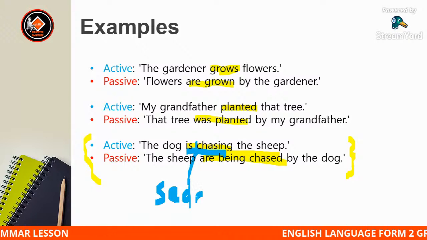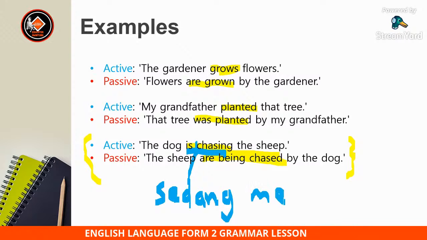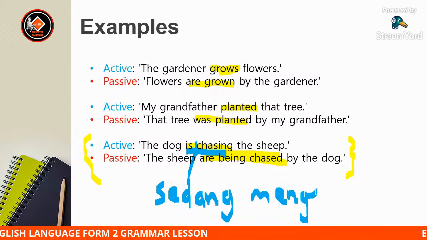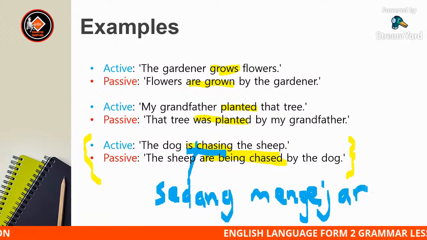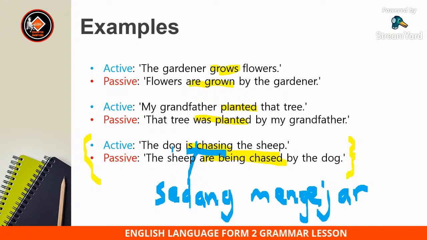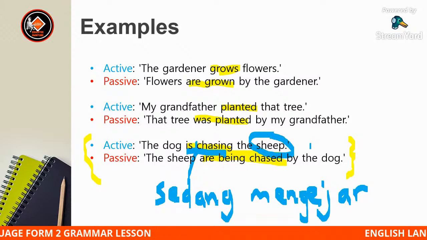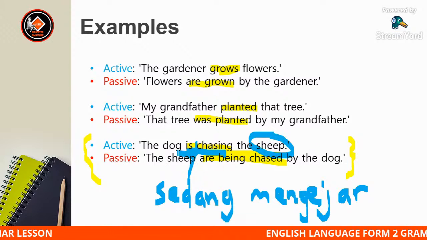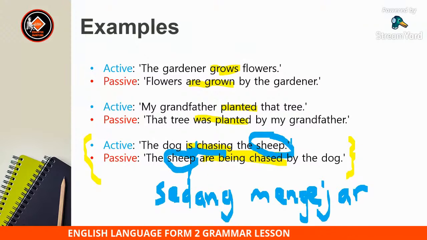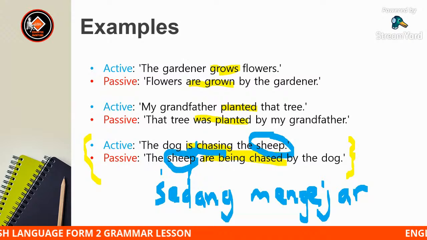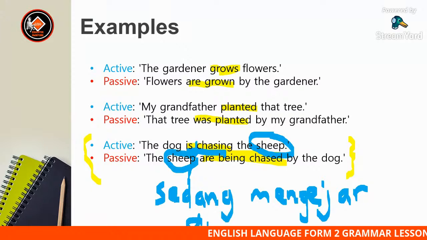Sedang mengejar. So the active will be: anjing itu sedang mengejar biri-biri. And remember, sheep for singular is also sheep, and plural is also sheep. The spelling does not change. So anjing itu sedang mengejar biri-biri. But then the passive will be biri-biri dikejar. So in the passive it becomes dikejar.